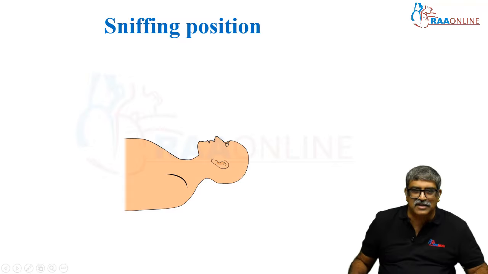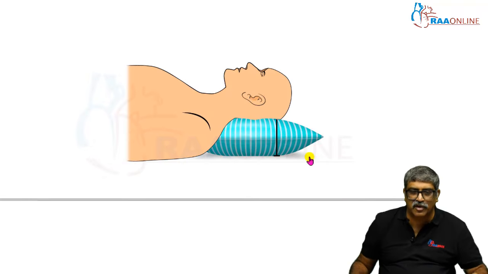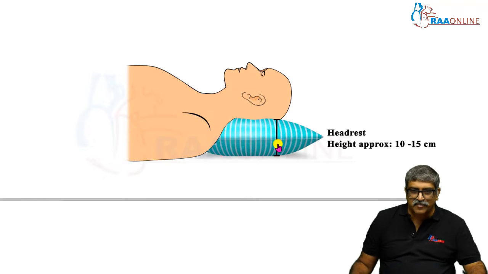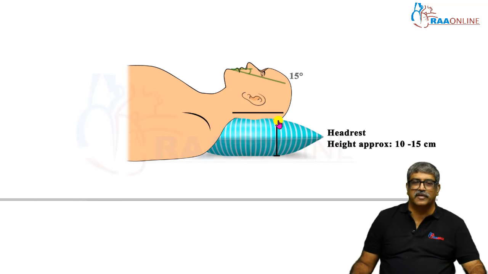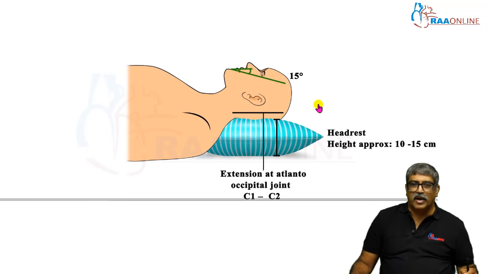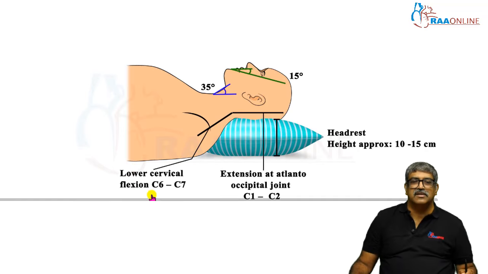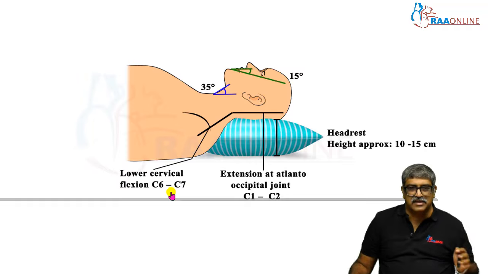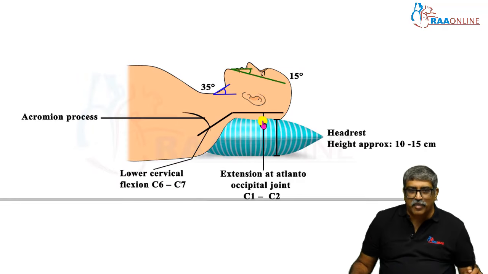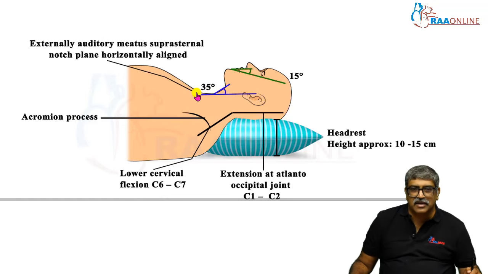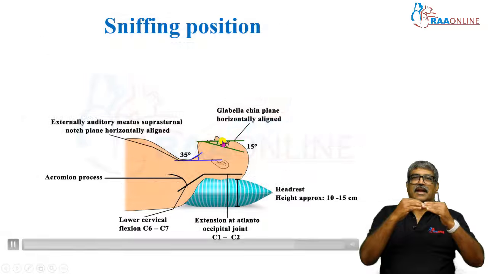Now coming to the sniffing position, which is the most important position for intubation. You place a headrest which is approximately 10 to 15 degrees. By this, you provide 15 degrees extension at the atlanto-occipital joint and 35 degrees flexion at the level of C6, C7. And by placing the headrest, the bed is in line with the acromion process, and also the external auditory meatus is in line with the sternal notch. And here you can see the glabella and the chin laterally aligned.